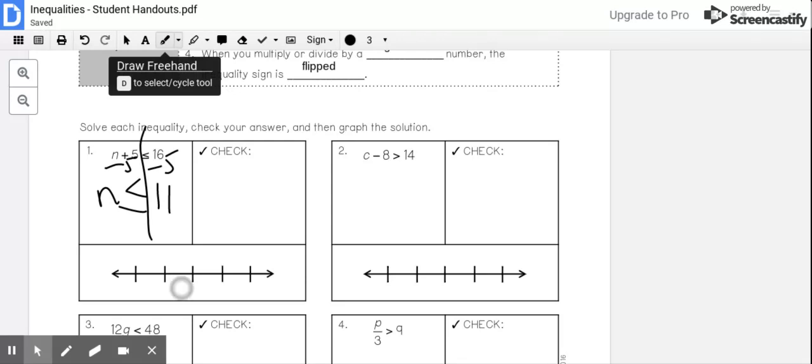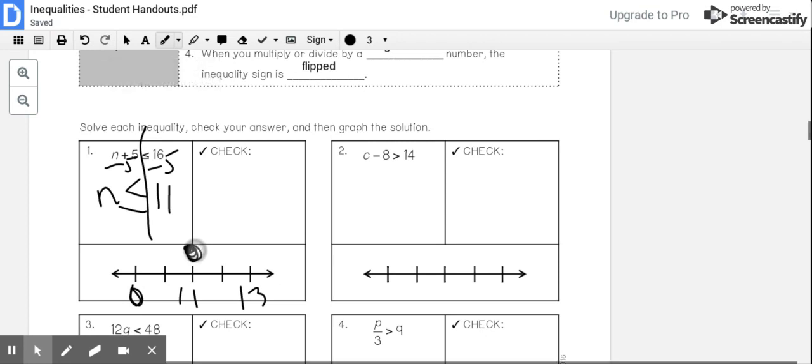So when you go to graph it, you're going to put your 11 here and maybe your 0 here to help you remember. Maybe 13 here. It doesn't really matter. And then you're going to put your circle, maybe, and color it in if it'll let you. And then I'm going to follow my arrow that way since my variable's on the left.